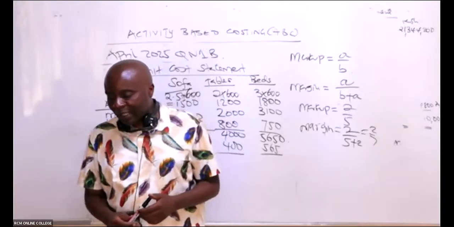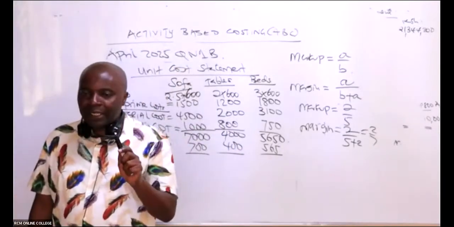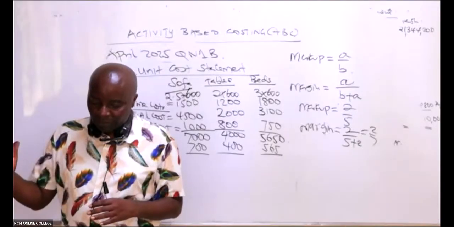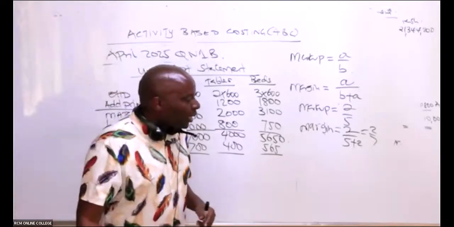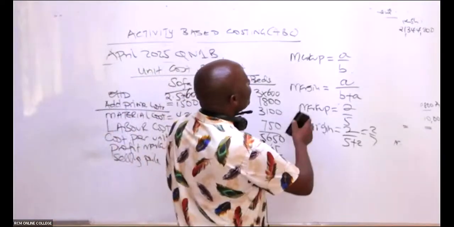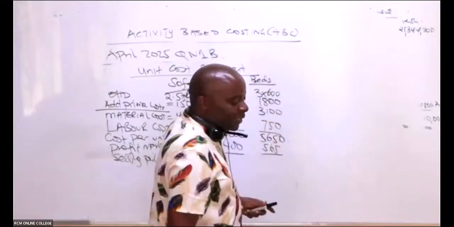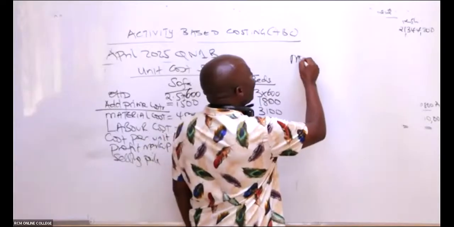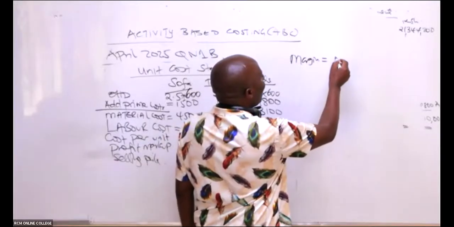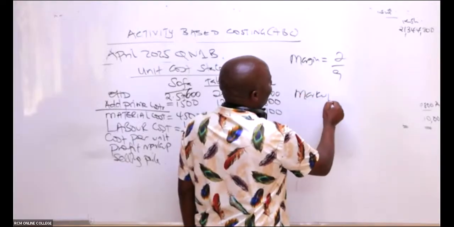Please give me some feedback, whether you are able to follow. Tell me whether you now know how to convert markup to margin, and then I'll teach you how to convert margin to markup. Thank you so much. What if some ninja came and gave you margin as 2 over 9? What do you think will be the markup in this case?